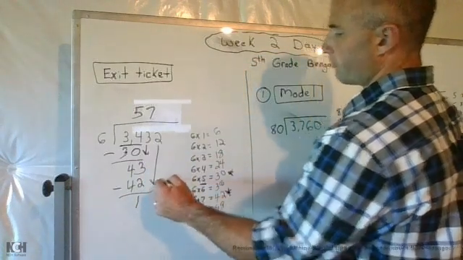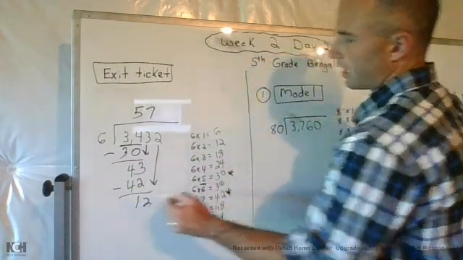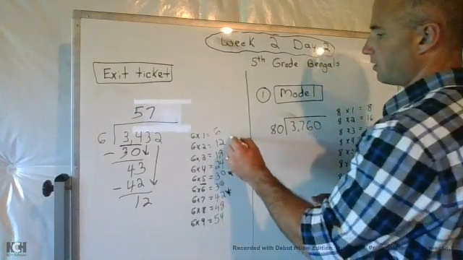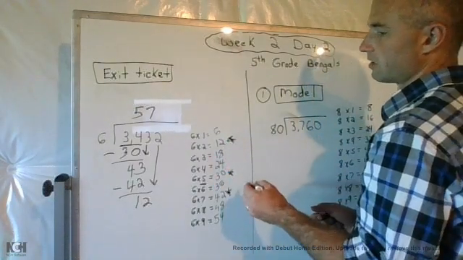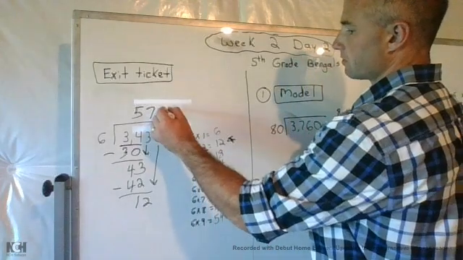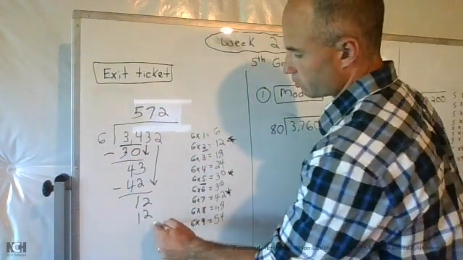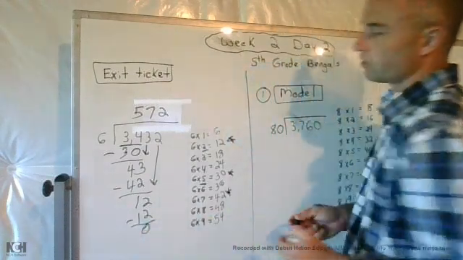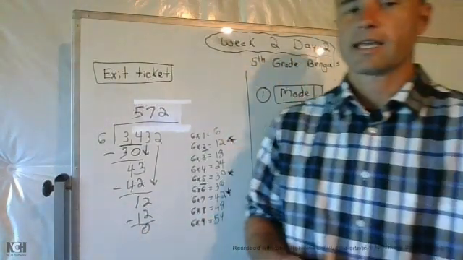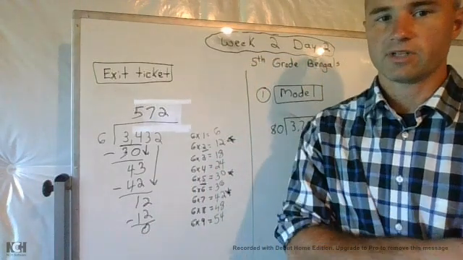I bring down my 2 from the ones place. How many 6s are going to go into 12? Well, exactly, it goes into 12 2 times. So 2 times 6 equals 12. I subtract 12 from 12 and I have nothing left over and nothing left to bring down, giving me the solution of 572.